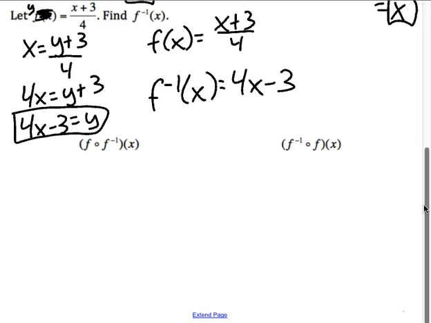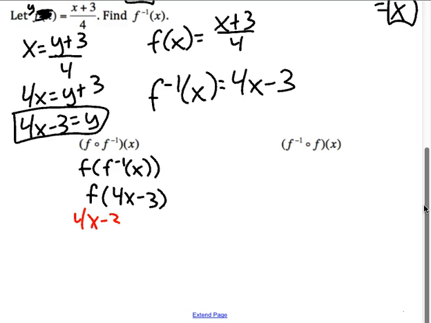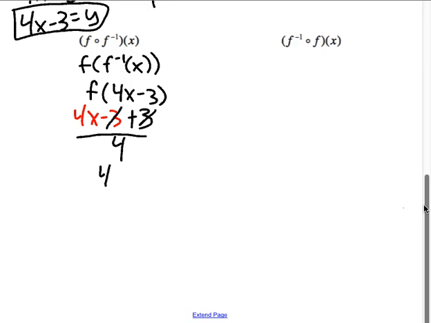And let's do this process again. So I'm going to take the function of the inverse of x. That's what that's telling me to do. Well, the inverse is 4x minus 3. So in the original function, I'm going to put that 4x minus 3 in the place of that x. Negative 3 plus 3, so I have 4x over 4. Those cancel, and I just get my x back.